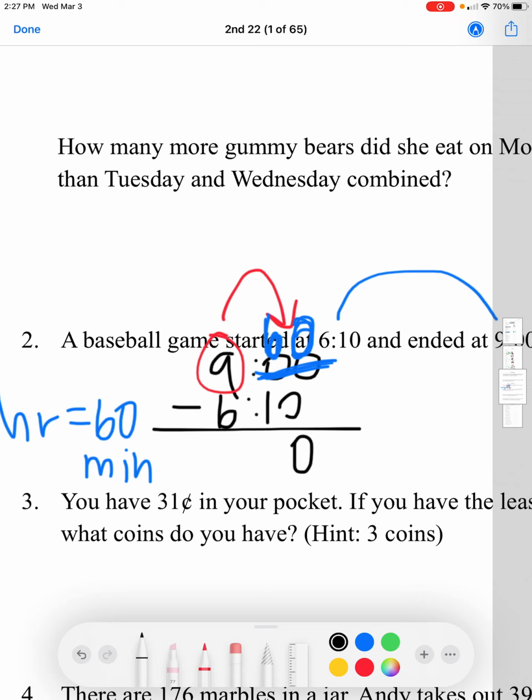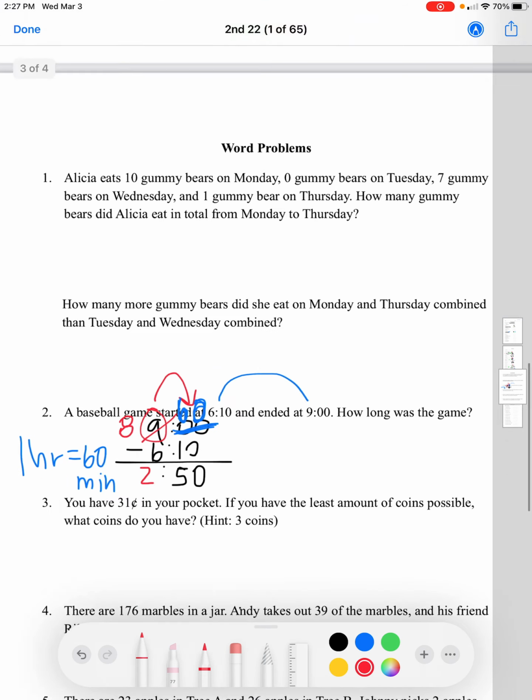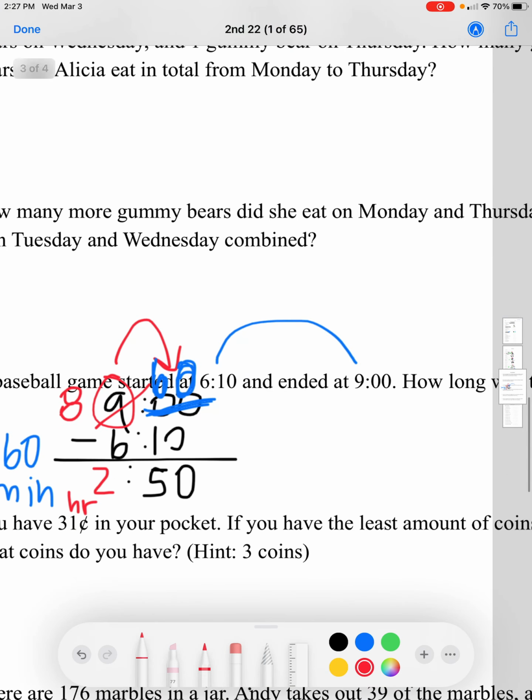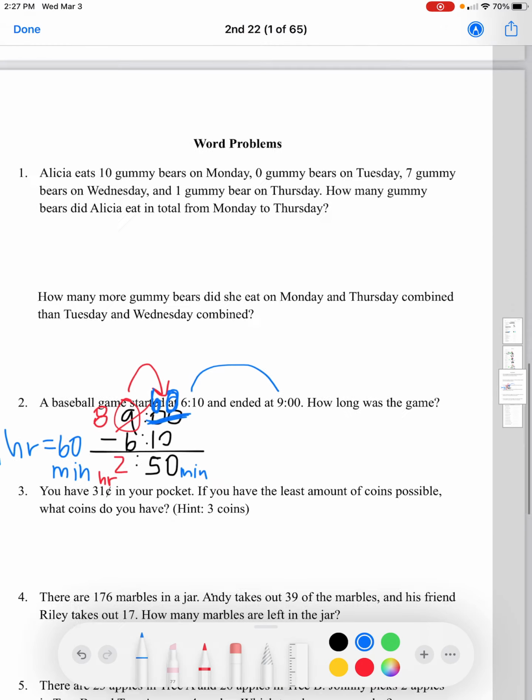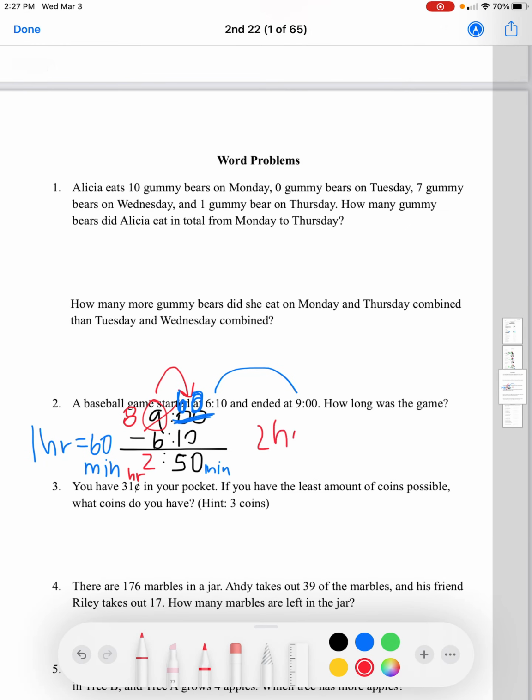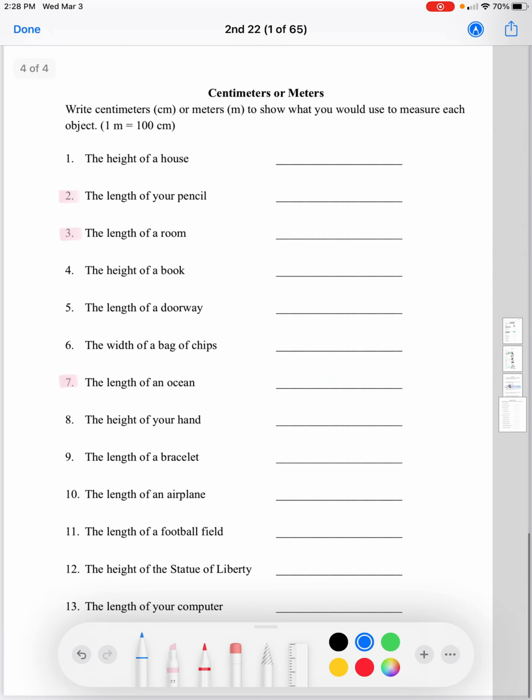So 0 minus 0 equals 0. 6 minus 1 equals 5. Bring down the colon. Now since we took away an hour, it's going to become 8 instead of 9. 8 minus 6 equals 2. The hours is 2 hours, and the minutes is 50 minutes. So the game was actually 2 hours and 50 minutes long. And that's how you do this word problem.